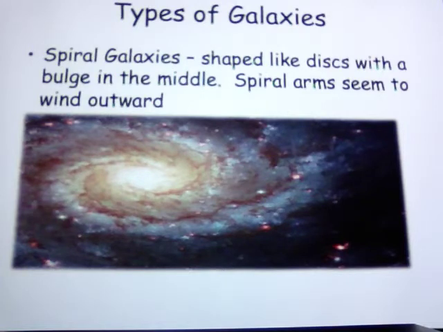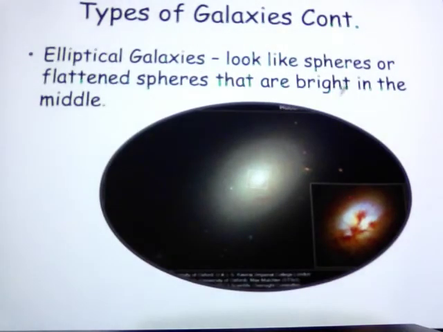The spiral galaxies are shaped like discs with a bulge in the middle. Spiral arms seem to wind outward. You can see this is from the Hubble telescope, and you can see a disc shape in the middle, and then the arms kind of spiral out. And this would be a spiral galaxy. An elliptical galaxy looks like spheres or flattened spheres that are bright in the middle. Here's a Hubble telescope picture of an elliptical galaxy.